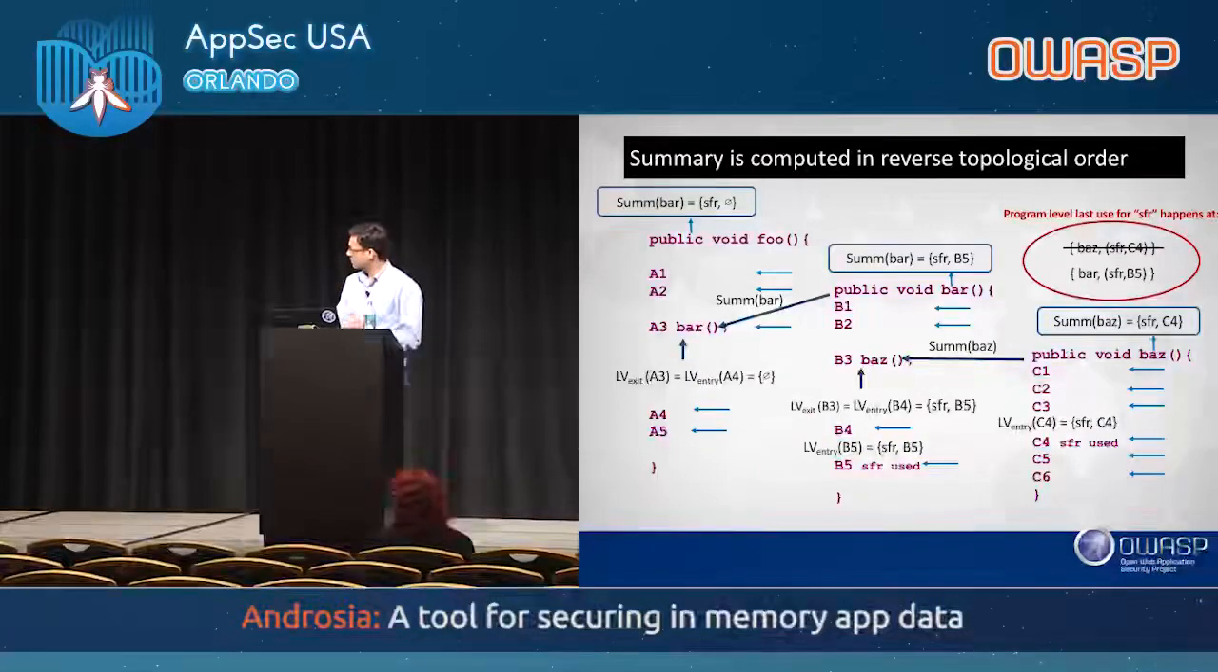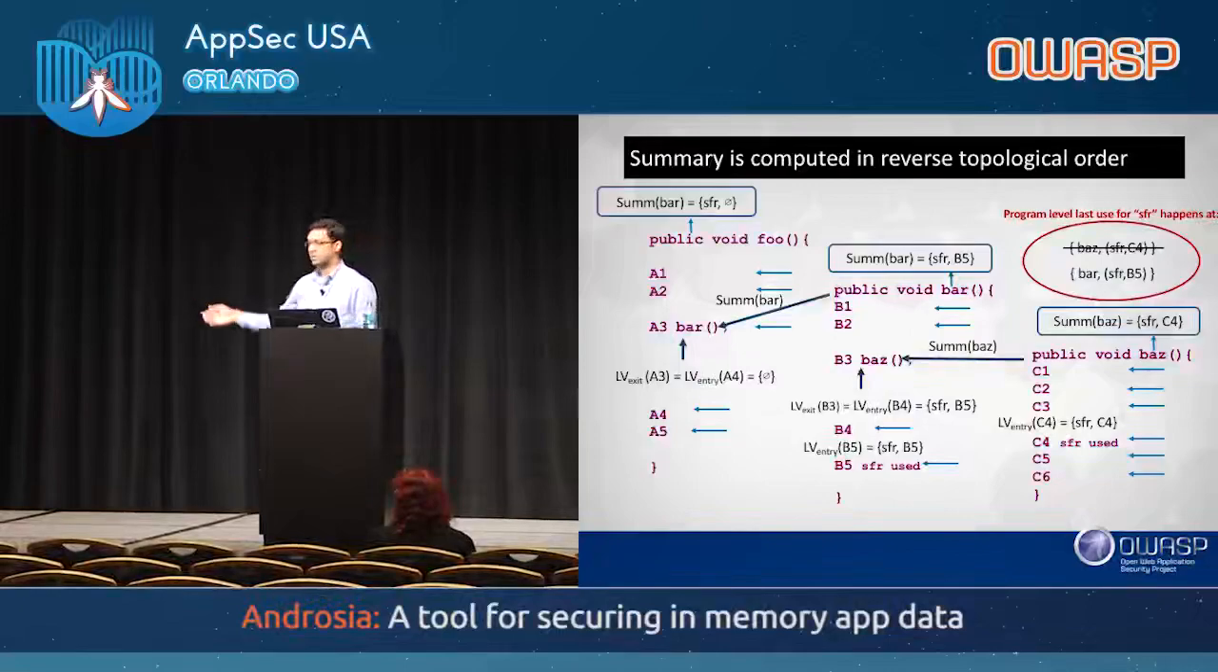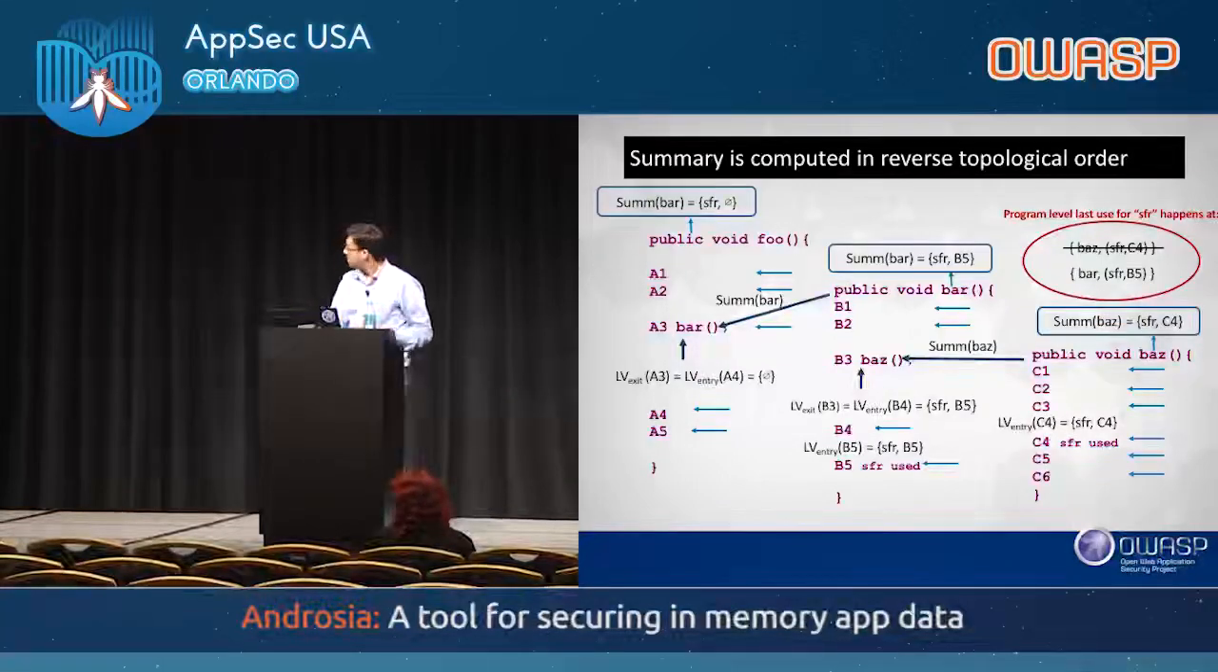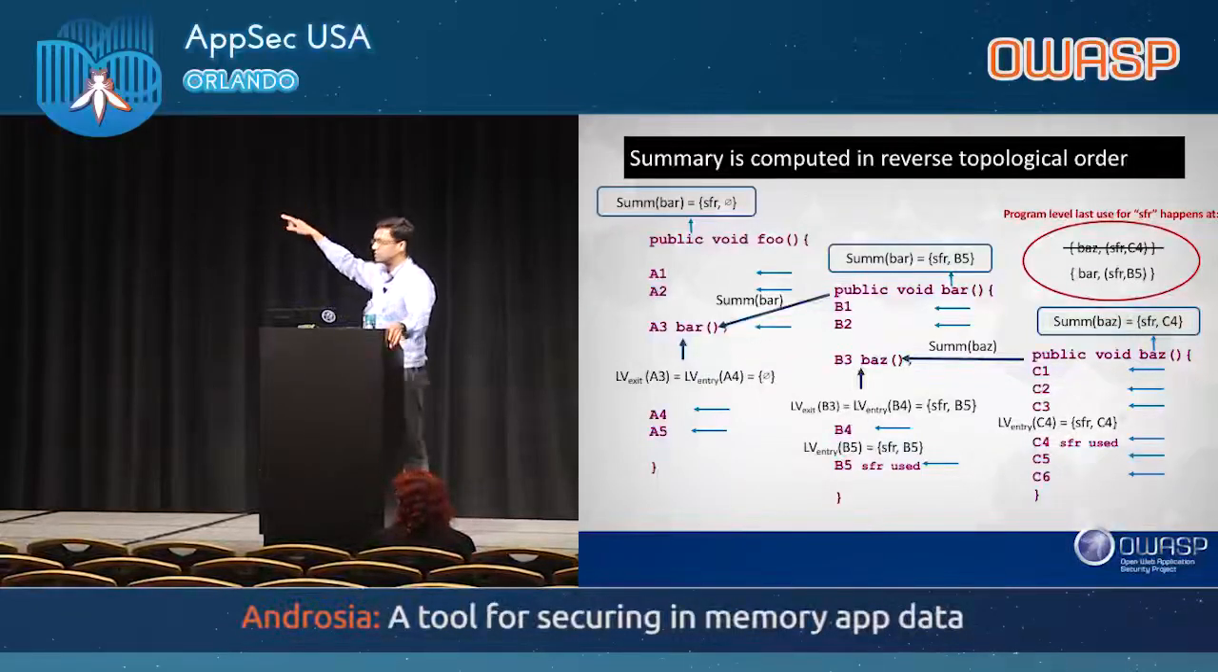And so on. We reach A3, wherein we see that the LV exit set has only 5 in it. So we don't really need to update the data structure because SFR was not being used in the foo method after bar was called. So that completes the analysis. At the end, what we achieve is that we get the last usage point of the static field reference SFR, which is at B5 in the bar method.